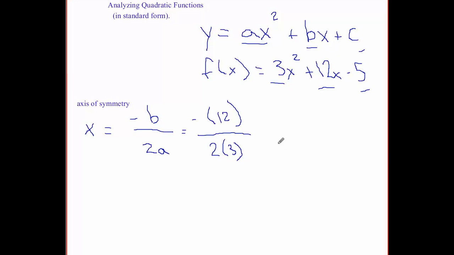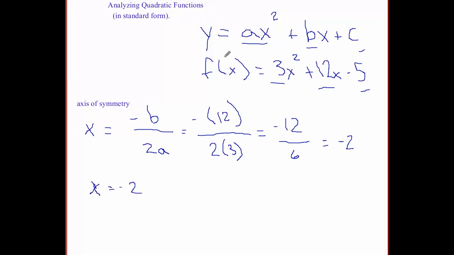So if the question is just asking you to find the axis of symmetry, you literally can just go into the function, and you're going to end up with negative 12 over 6. If you can simplify this fraction, you need to. Negative 12 divided by 6 is negative 2. So the axis of symmetry on this is x equals negative 2.